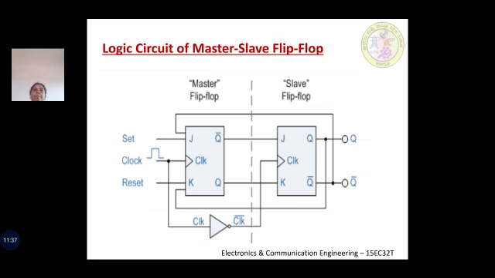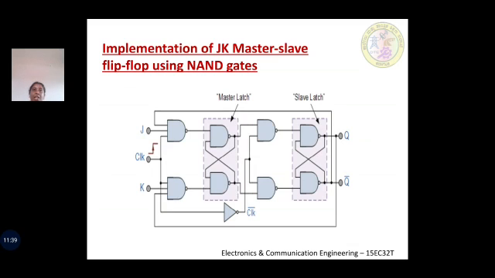So next, this is the implementation of the JK master-slave flip-flop using NAND gates. Similar to the JK flip-flop, it has 4 NAND gates per stage. Since you are combining master and slave flip-flops, you have 8 NAND gates and 1 NOT gate. The first NAND gate has 3 inputs: one from J, one from clock, and a feedback line from Q bar of the slave flip-flop.